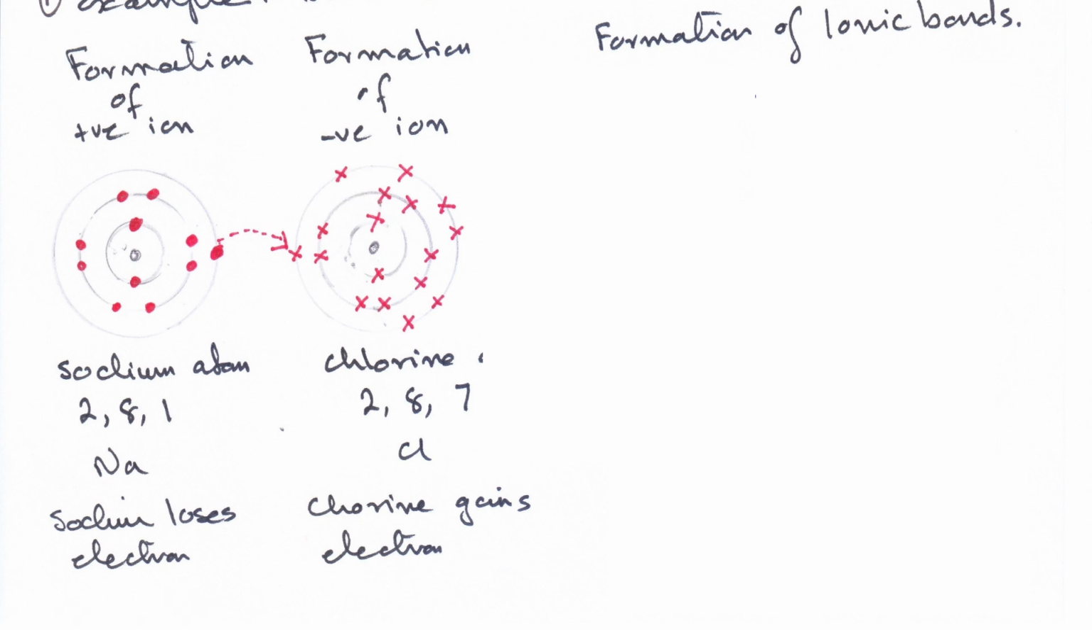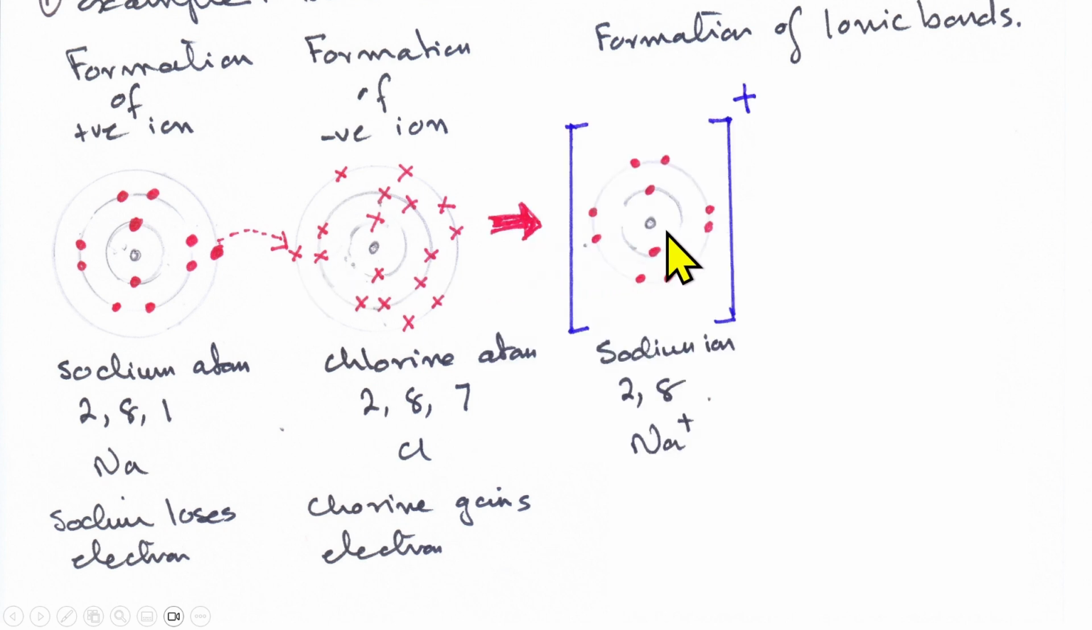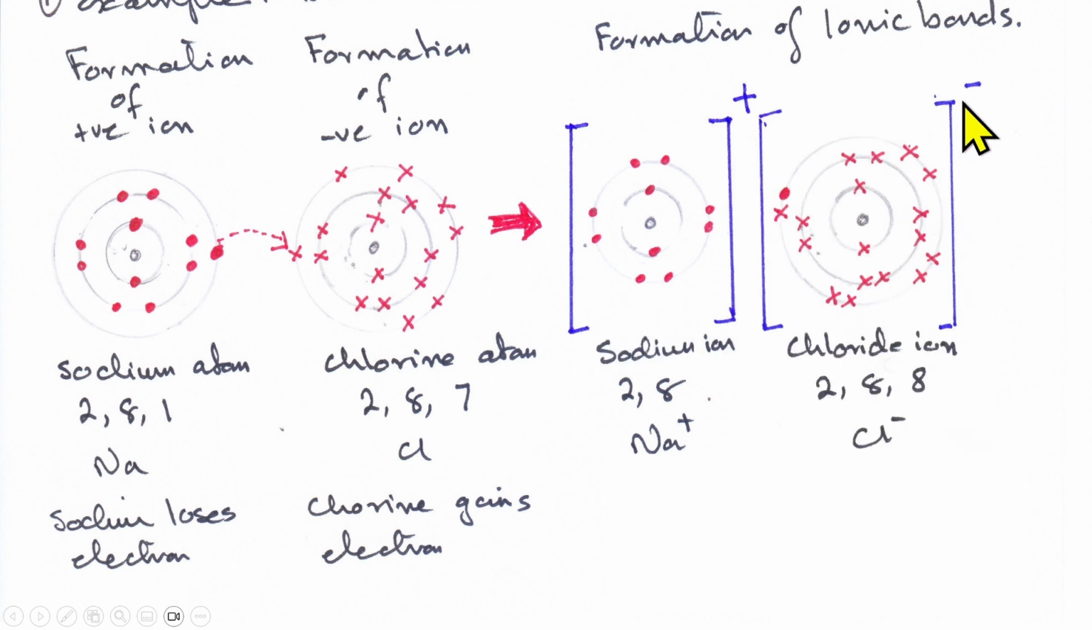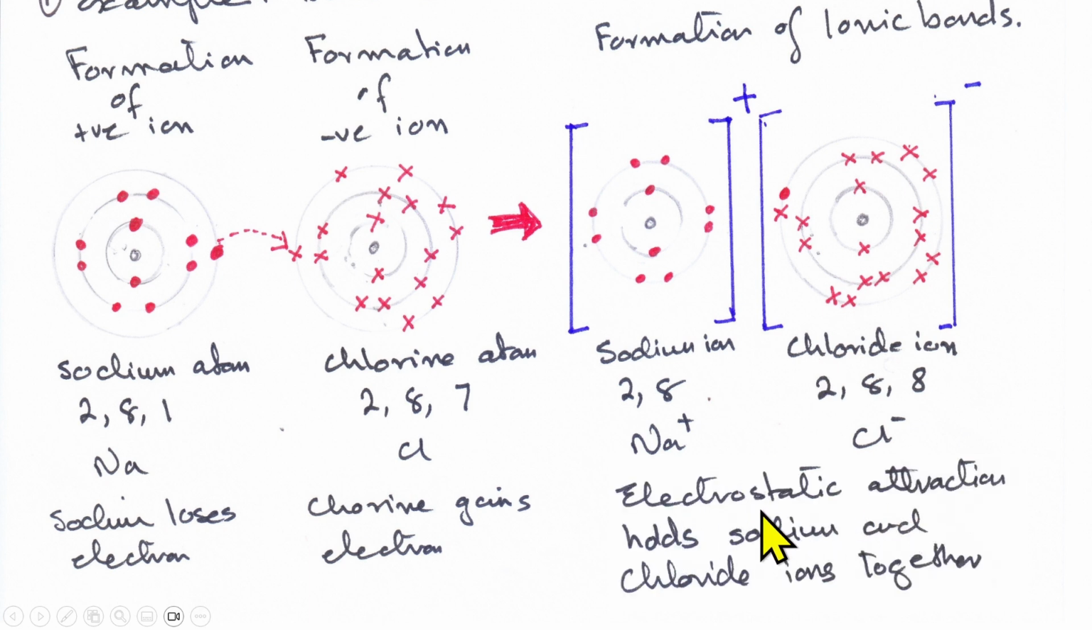Now you can see that the sodium atom, which will form an ion, has one electron in its outermost shell, 2,8,1. It will lose this electron and give it to the chlorine atom, which will form a chloride ion by gaining this electron from sodium. On the right side of the arrow, I have drawn the ions in square brackets as they have charges, and I have shown their complete dot and cross structures. Now these two ions, sodium and chloride, are held together by electrostatic attraction.